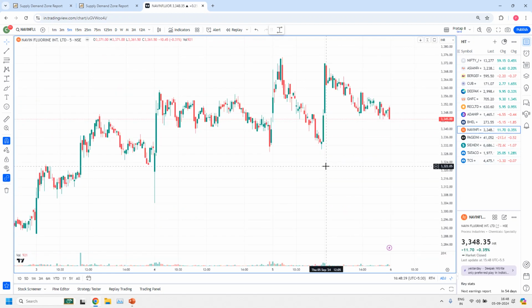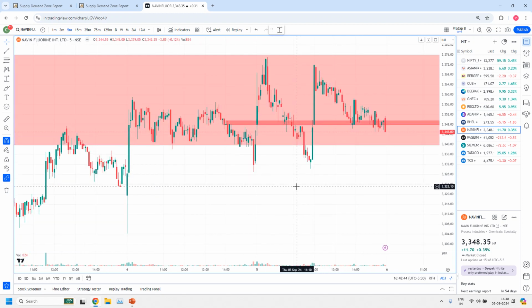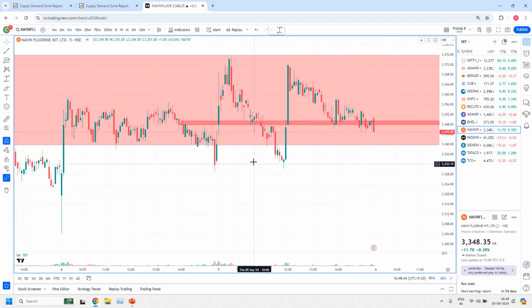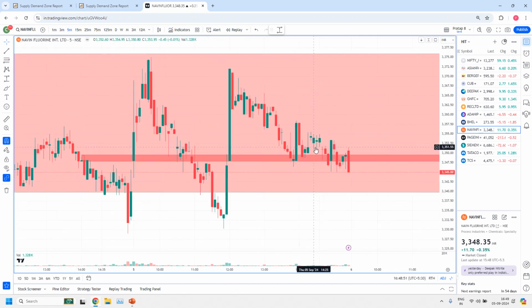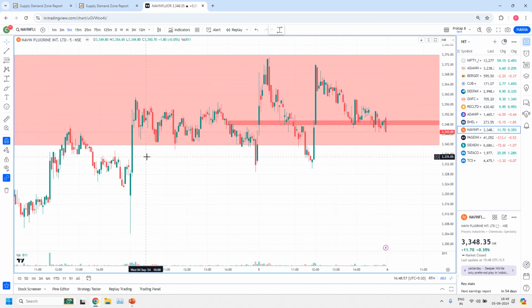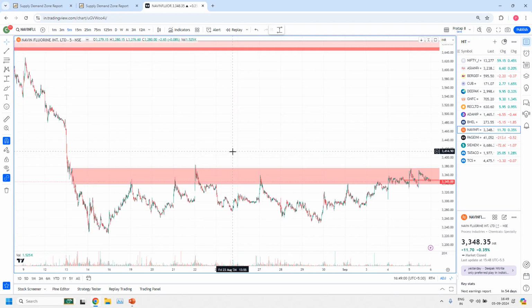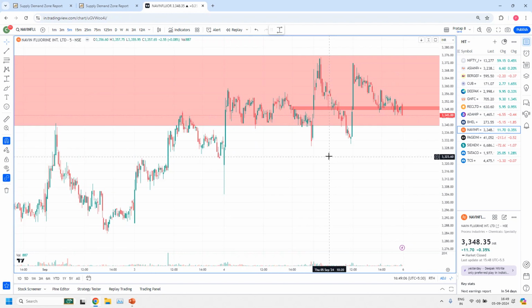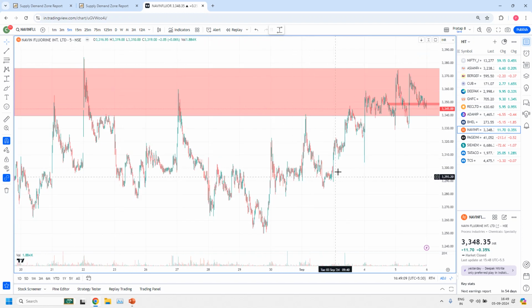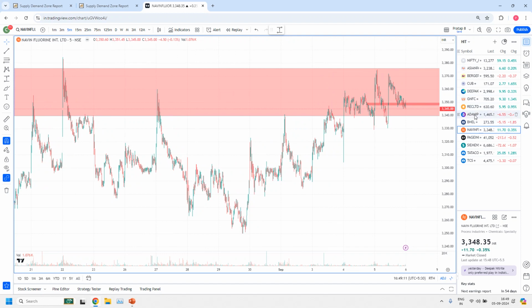You see here, look into Navin Fluorine. This is the one violated, right? See, this zone is having confluence. Not Navin Fluorine, sorry. Navin Fluorine is an invalid trade. Where is the other one?